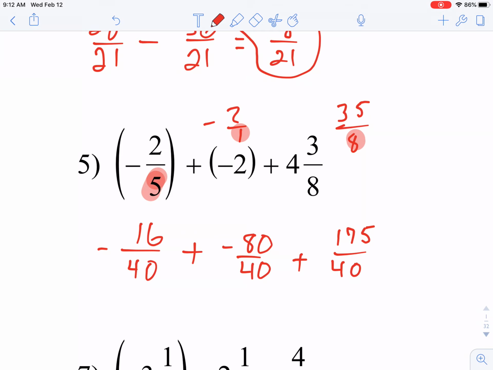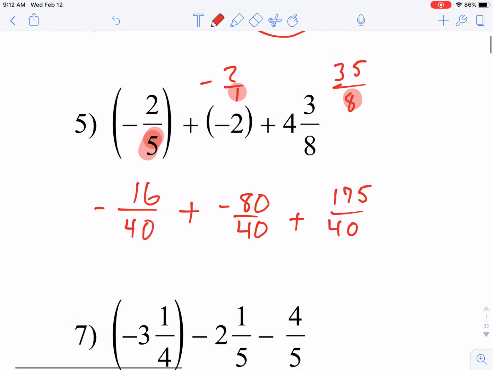Now that we have them all with a common denominator, we can simply start the process of solving or simplifying the problem. So negative 16 plus negative 80. When they both have the same sign, you're simply going to add. So 96 is what 16 plus 80 is. They stay negative because we're going to keep the negative sign. Bring down plus 175 over 40.